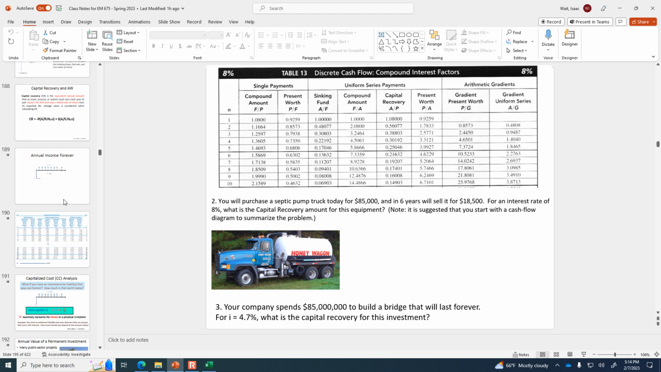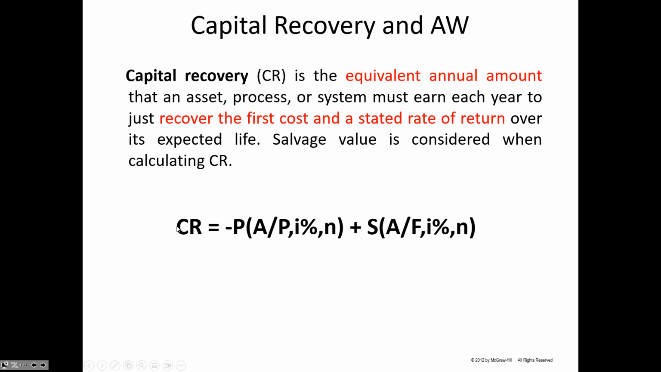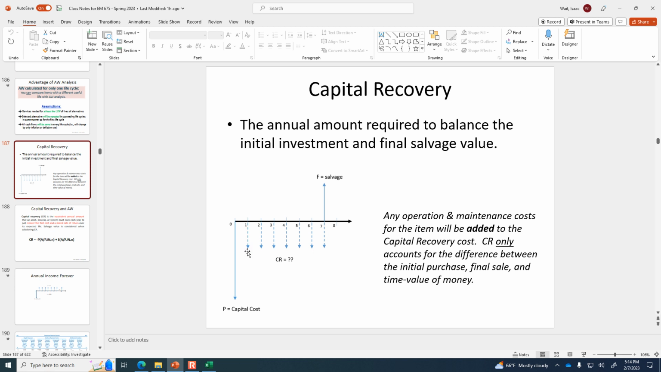Because capital recovery, by definition, we already know it's an outflow. And so it's the amount of money that you would have to have as the equivalent to take into account the purchase price and the salvage. So, yeah, I guess it's just, by definition, capital recovery is always a positive value.